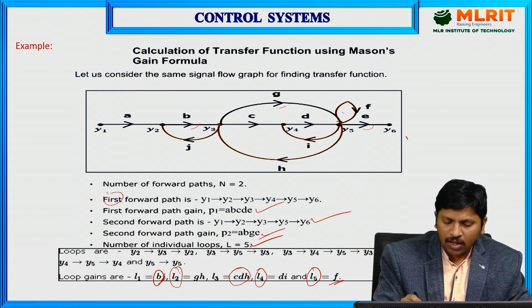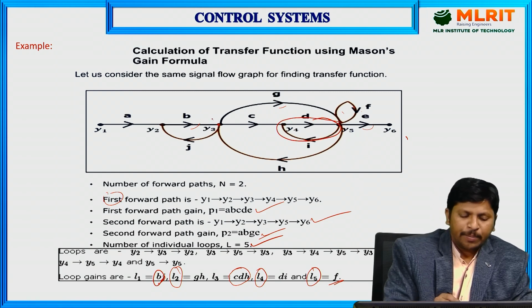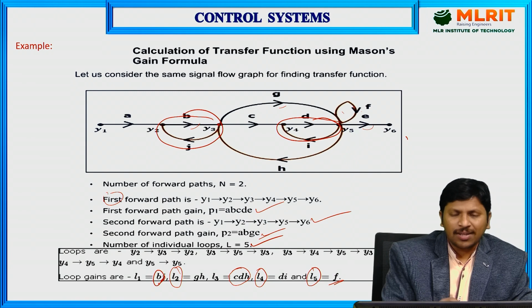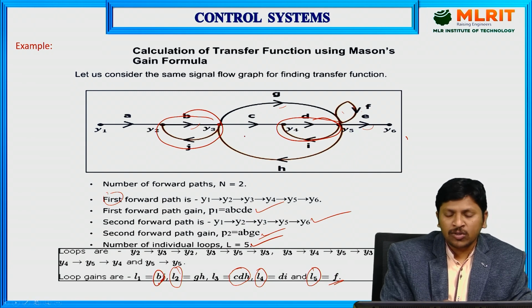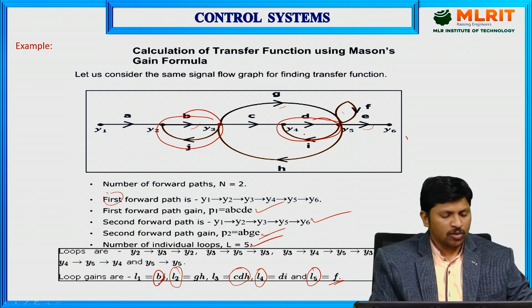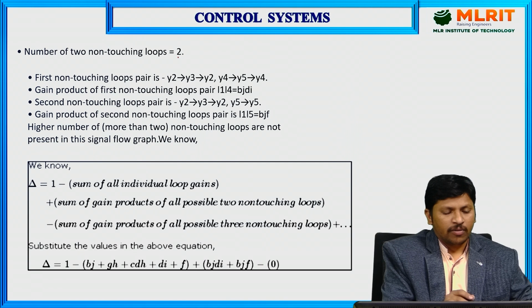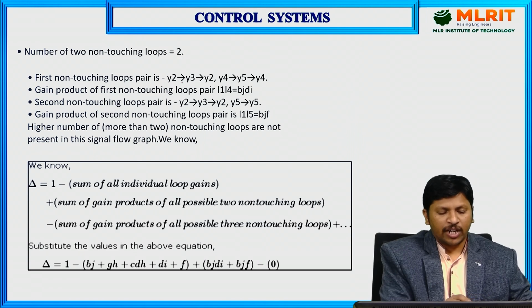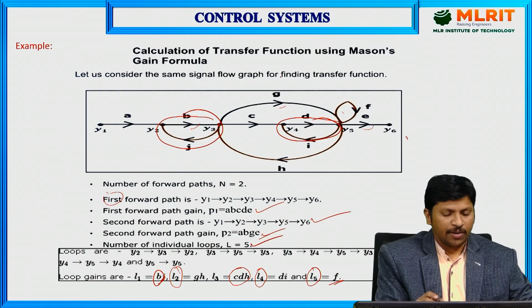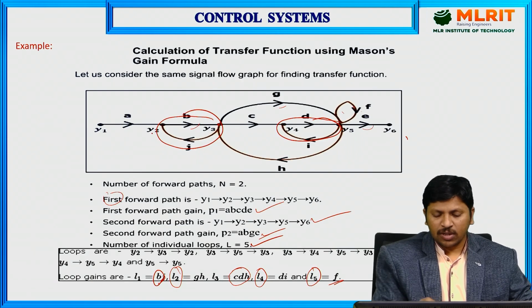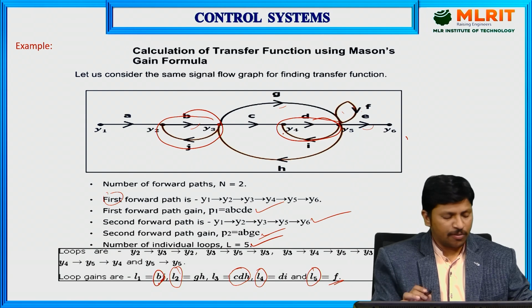This loop compared to this loop: these two are non-touching, there is no common node. So this is one possible combination. Write this: the first non-touching loops are y2 to y3, y3 to y2, and y4, y5, y4. Here, see y2, y3, y2 and y4, y5, y4. So these two are the combination.